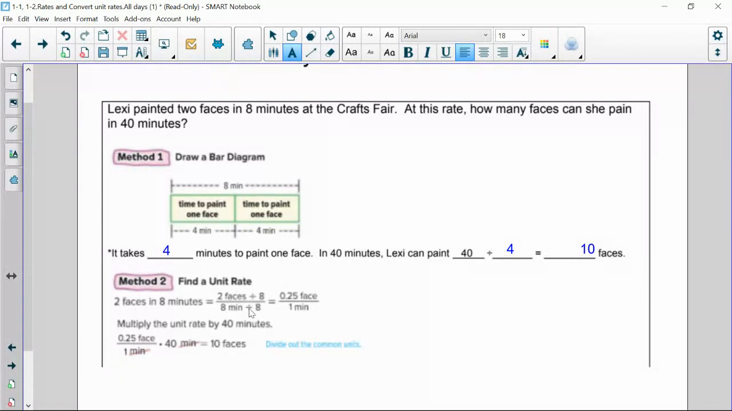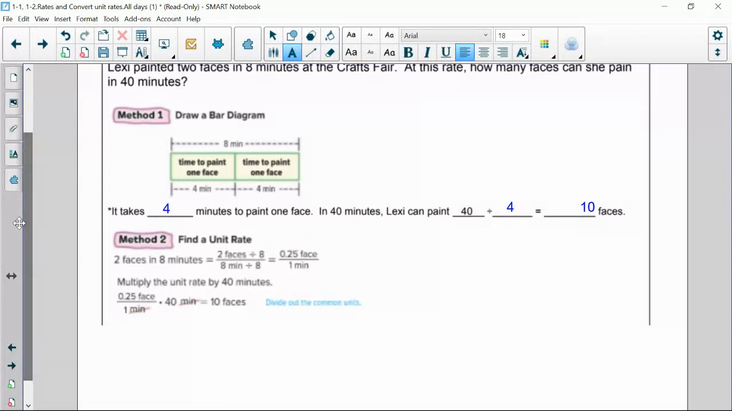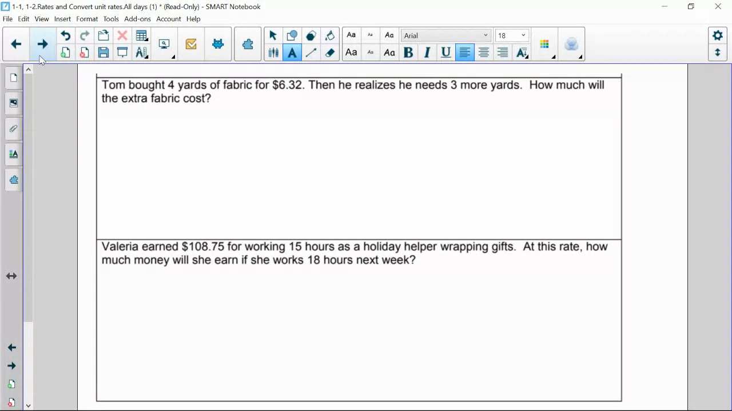Another is setting up our proportional reasoning. We know she can do 2 faces in 8 minutes, and if we find the unit rate, in 1 minute she can do a quarter of a face. Okay, so then we can multiply the unit rate by 40 minutes. So then you would multiply and still get that she will most likely get 10 faces painted in 40 minutes. All right, so let's look at a couple more examples.